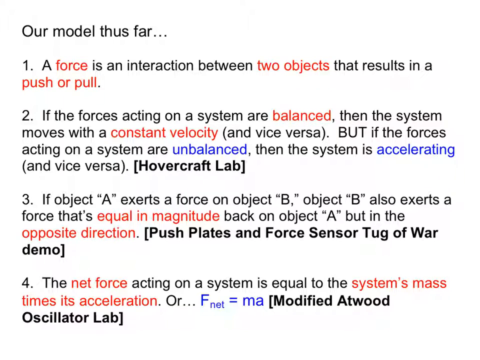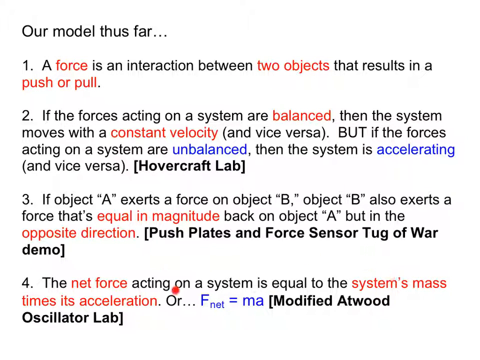Now, towards the end of Unit 4, I brought out the push plates and the force sensors, and we did a tug of war or push of war, and we noticed that if object A exerts a force on object B, then object B also exerts a force that's equal in magnitude back on object A, but in the opposite direction. And most recently, we have been talking about the net force in Unit 5.